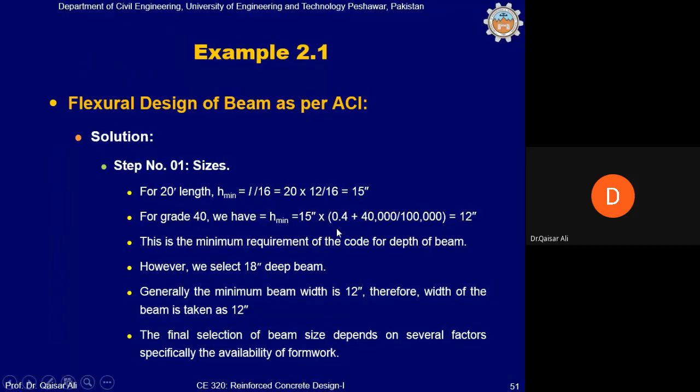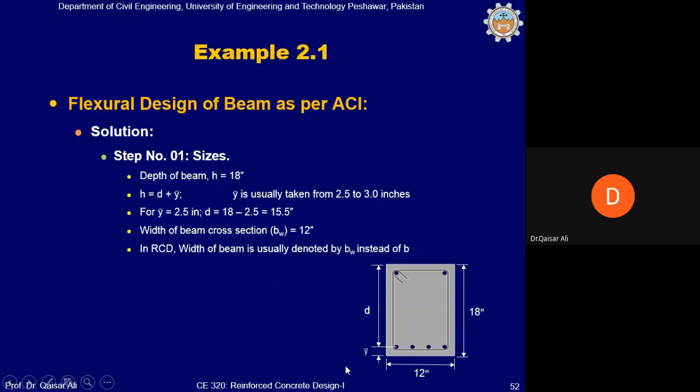Okay, then we say that generally the minimum width of the beam is 12 inch, therefore the width of the beam is taken as 12 inch. So 12 inch, 15 inch, these are generally the width of the beam. But for a very long span beam, the width can be 18 inch also, or even more than this. The final selection of beam size depends on several factors, especially the availability of formwork. So we have selected a beam which is 18 inch deep and 12 inch wide.